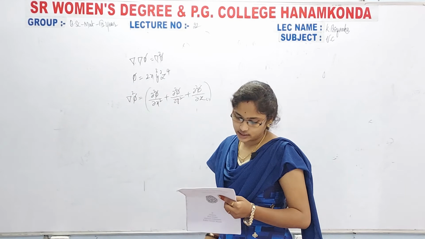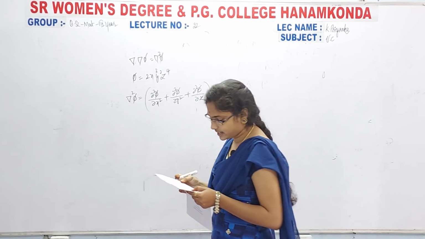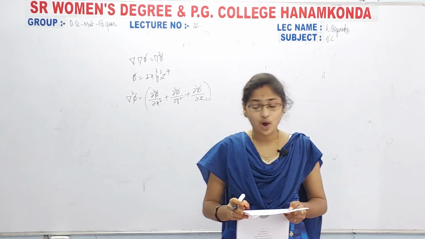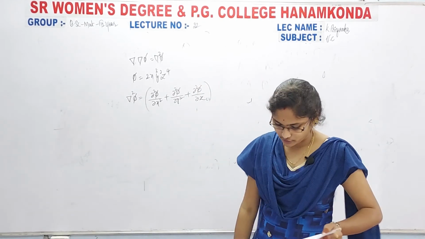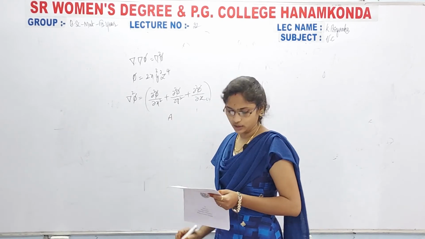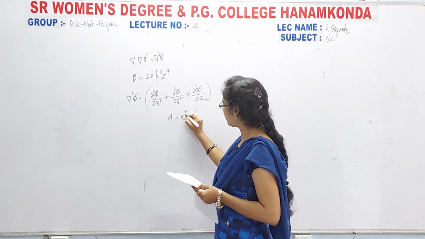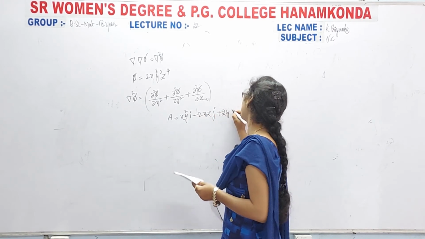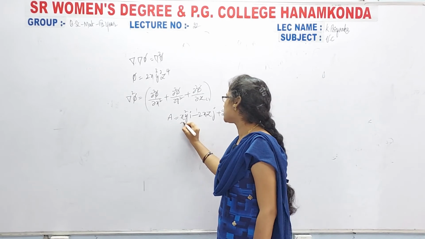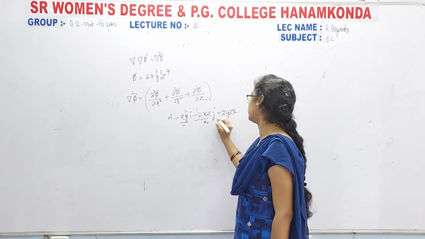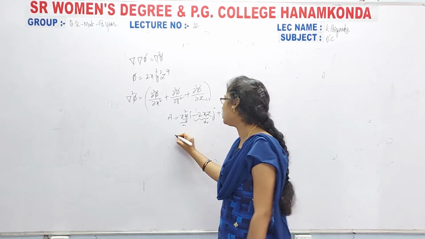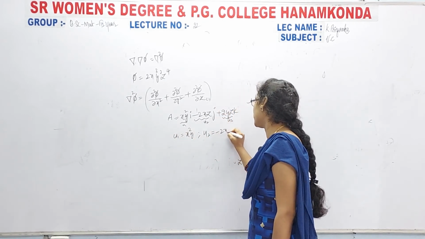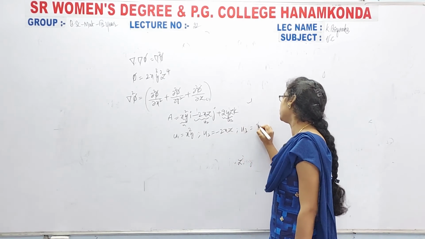Next, 38. Here they ask that if capital A is equal to some value, then find the curl of curl A. They gave A, which is x square y i minus 2xz j plus 2yz k. If they give like this, now this is nothing but u1, this is u2 and this is u3. So u1 equal to x square y, u2 equal to minus 2xz and u3 equal to 2yz.